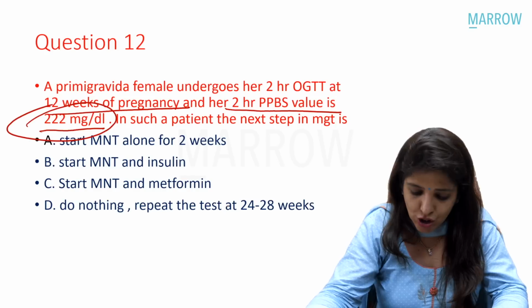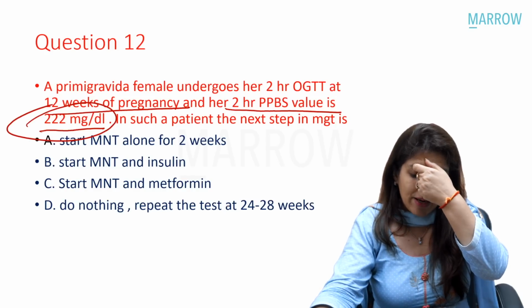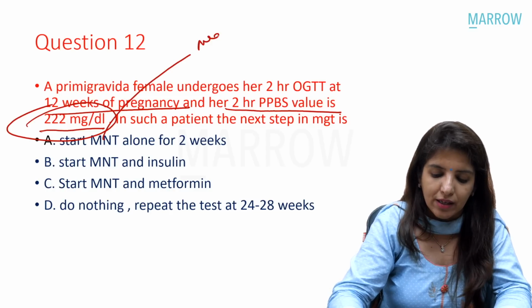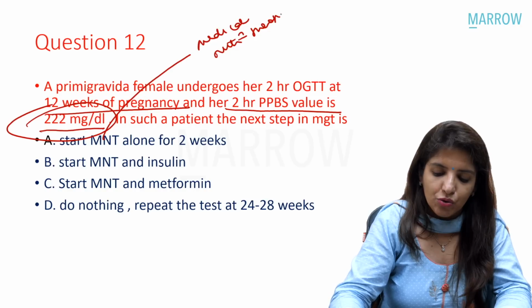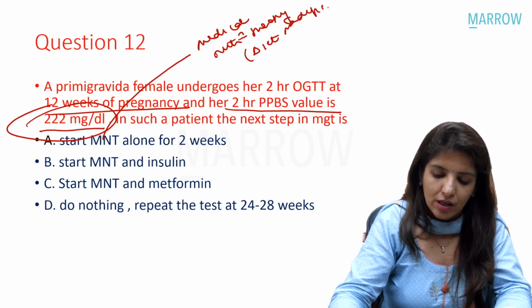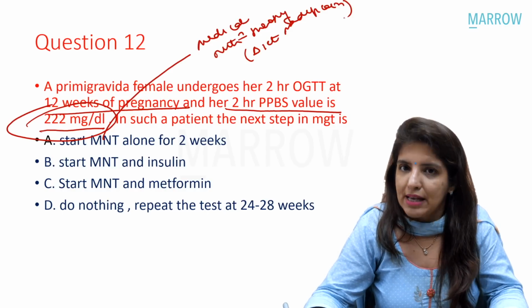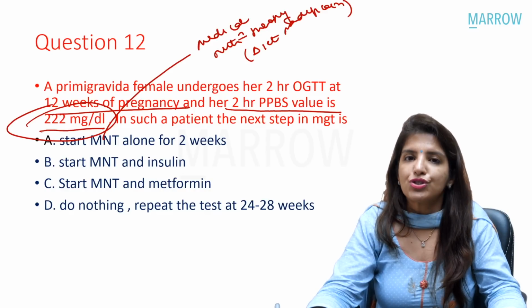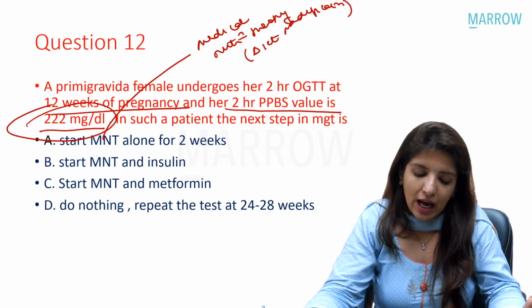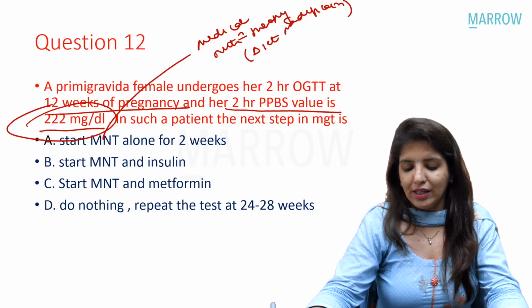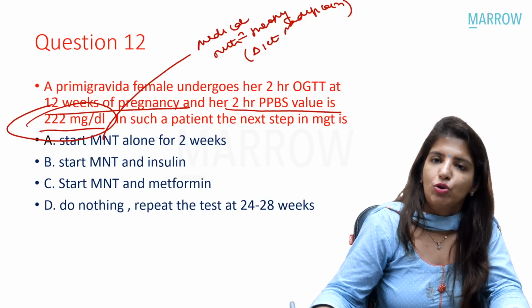What is the next step in management? Option A, start MNT alone for 2 weeks. Now first tell me, what is MNT? MNT is medical nutrition therapy, which is commonly called diet modification. So are you going to give her diet modification for 2 weeks? Are you going to start diet modification and insulin? Are you going to start diet modification and metformin? Or are you going to do nothing and repeat the test between 24 to 28 weeks?